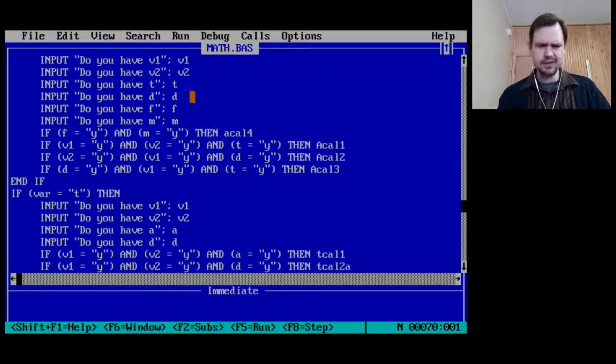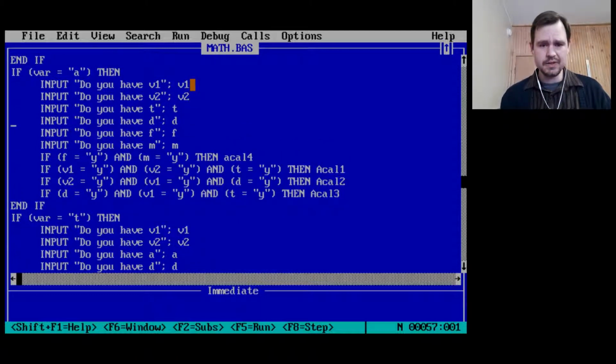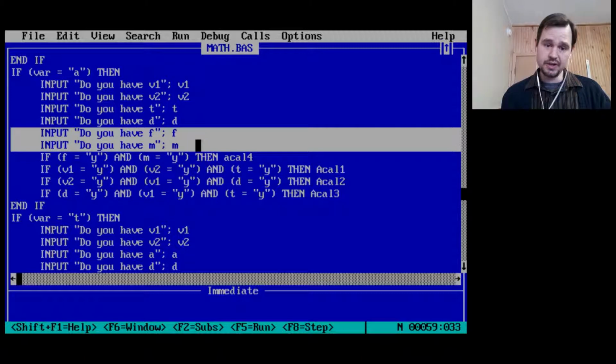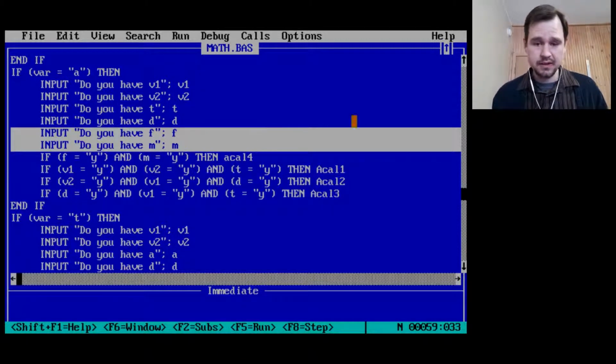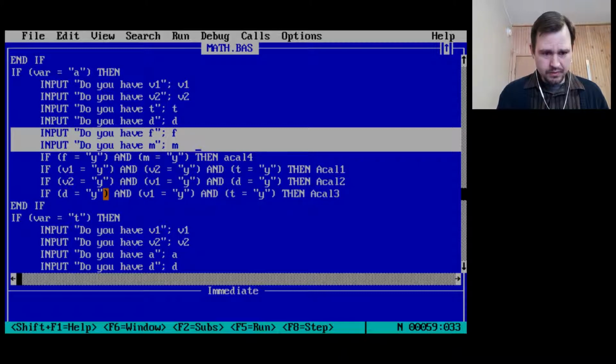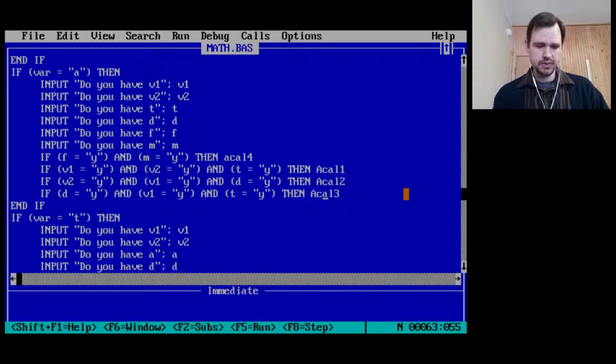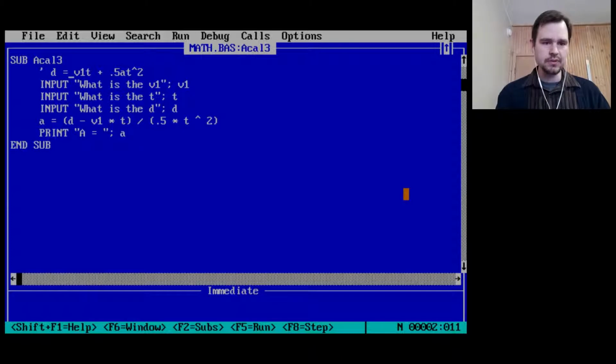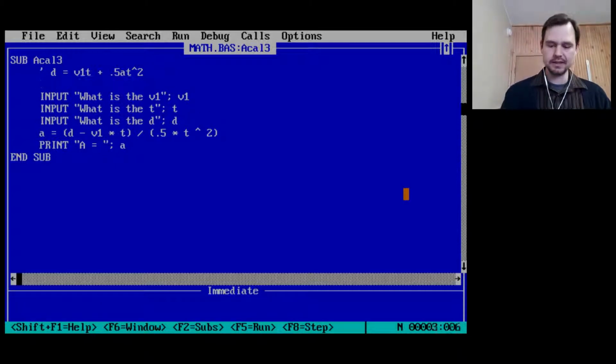If you want A, you can do a few things. You can use the kinematic equations, or you can get A if you have the force and the mass. So that's curious. What if I had the D, the T, and the V1? This would be the most complicated one, because D equals V1T plus 1/2 AT squared. So to actually figure out the acceleration by doing this, you'd have to go D minus V1T equals 0.5 AT squared.